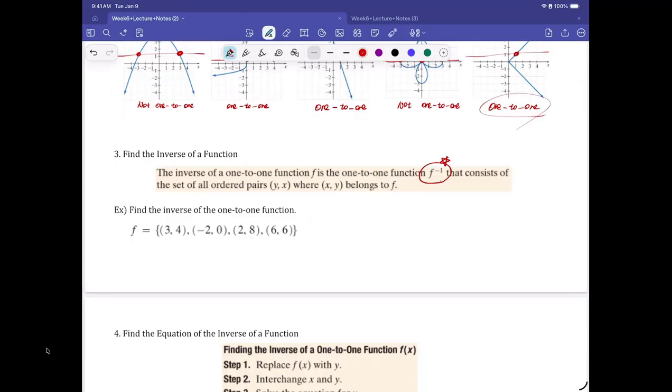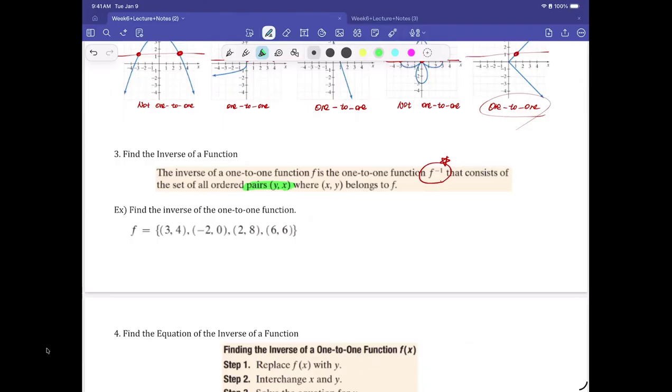So the inverse of f consists of what? A set of ordered pairs of what? Like I said, inverse is a flip over, so y, comma, x. We have to change, where the x, comma, y belongs to f. The f function has x, comma, y, but the inverse function has it flipped: y and x.